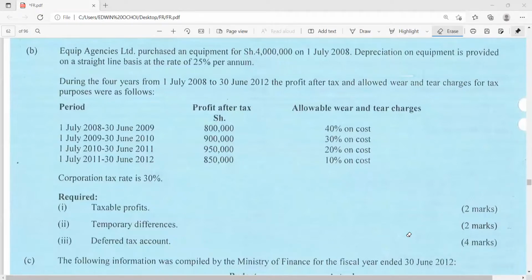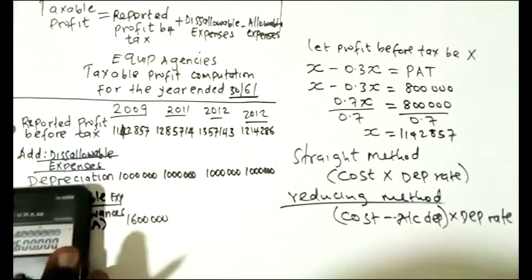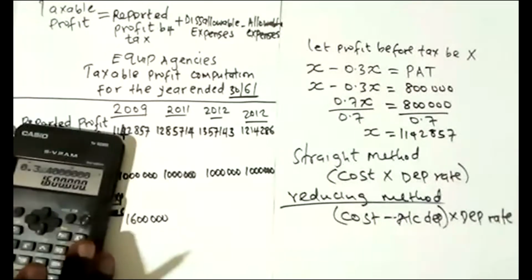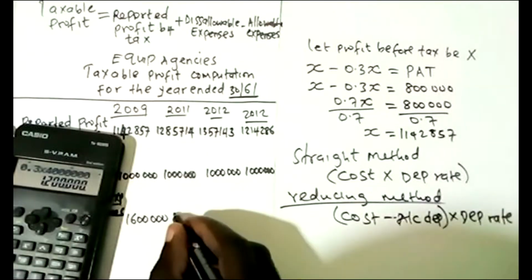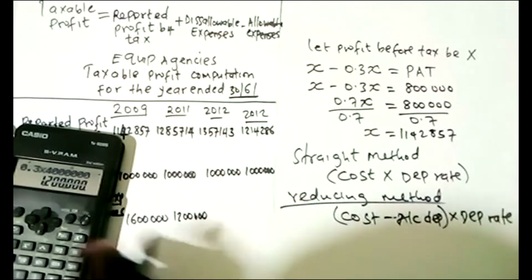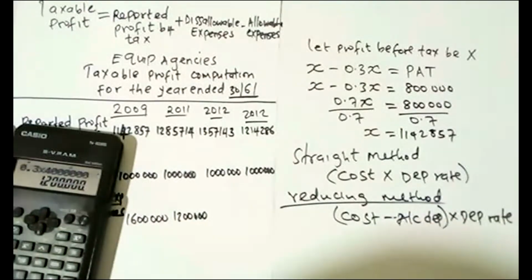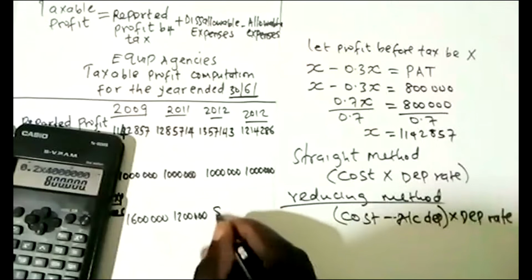So the first one, allowable wear and tear charges are 40%. 40% of 4 million, that is 1.6. The second one is 30% of 4 million, then 20 and 10. So the second one is all about 30, and this one will be 1.2. And the third one was 20, so that is 800,000.